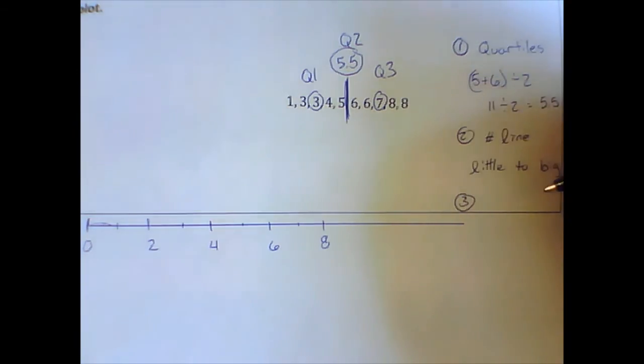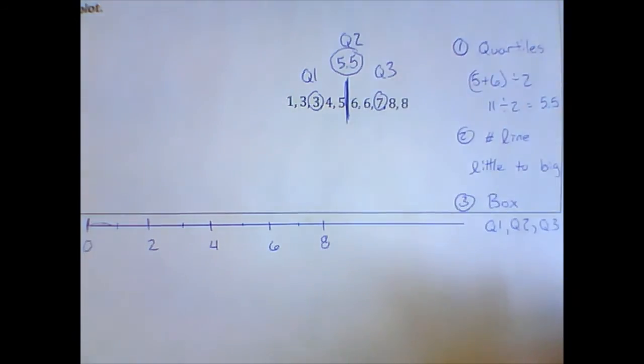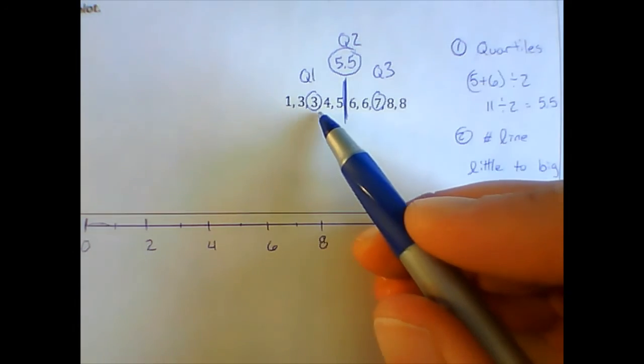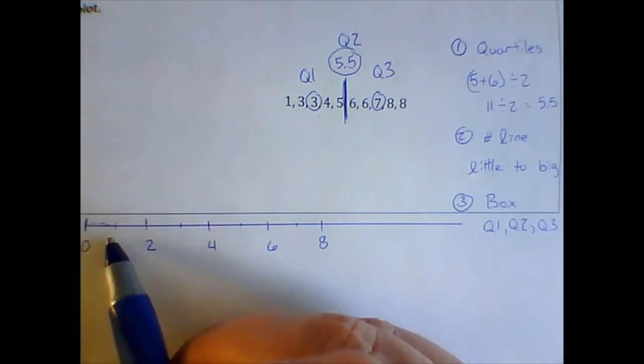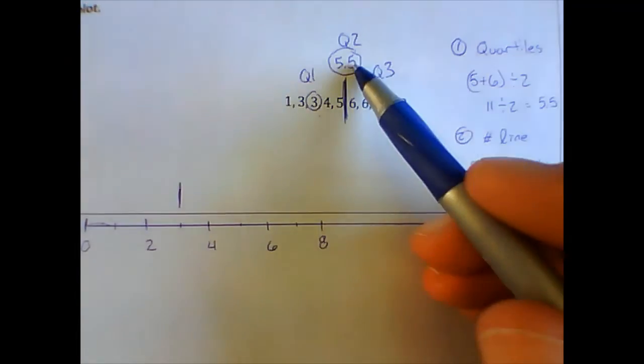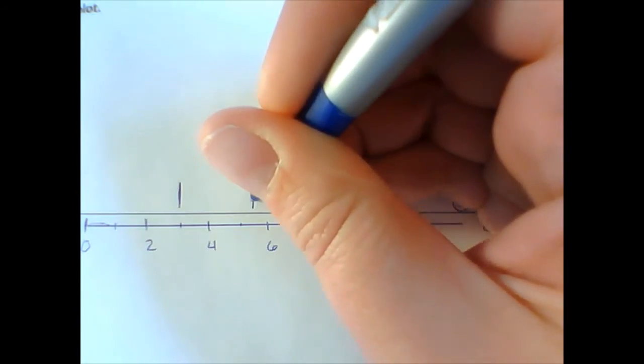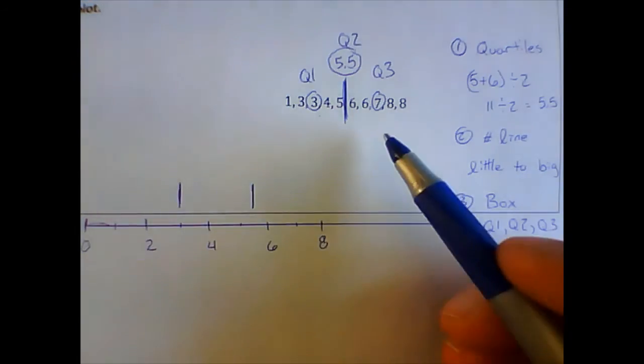All right, we're now going to make the box. So the box comes first in the box and whiskers, and the box is made by the quartiles. That's why we wanted them. So with these quartiles, we're going to make vertical lines over the numbers. So Q1 is over a 3, Q2 is over a 5.5. So we're kind of guesstimating where that is.